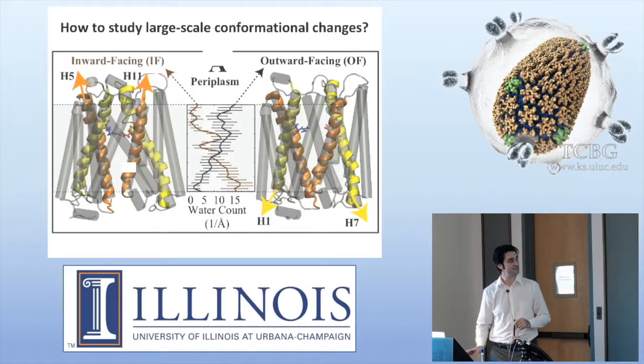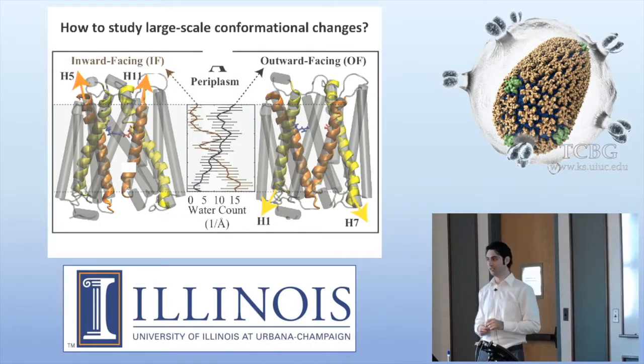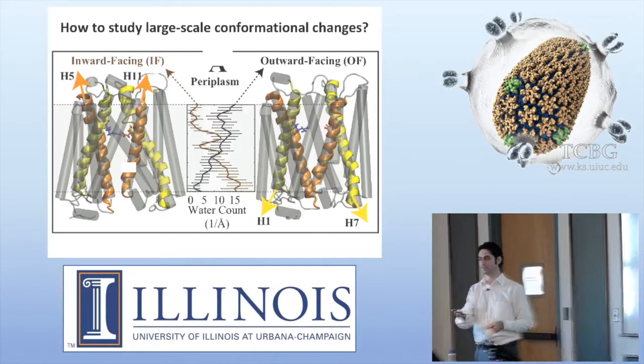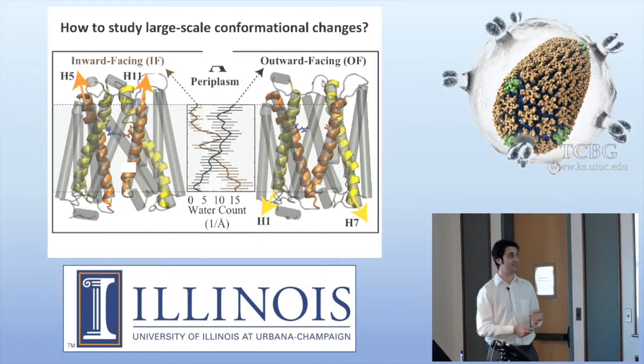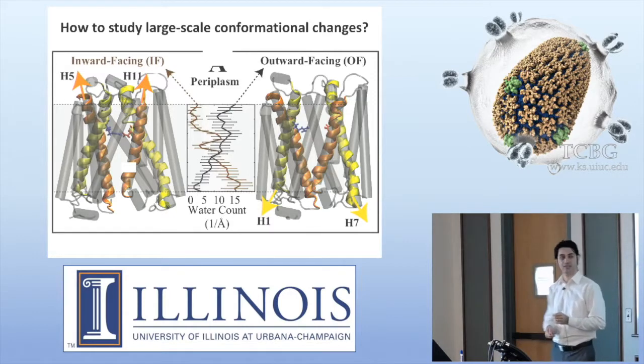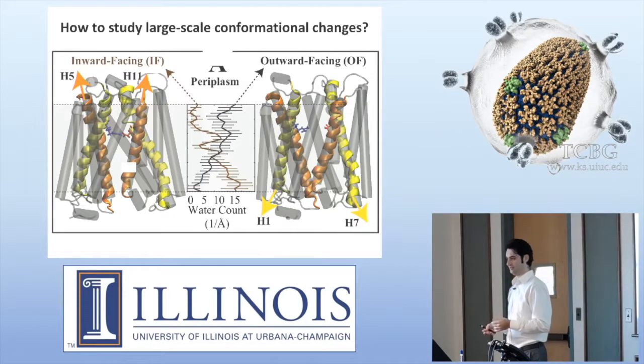So once you see the transition, then you need to optimize it, make sure that it works, make sure that it actually gives you an inward-facing, an outward-facing state. In this case, just pushing the system from an inward-facing to an outward-facing looking state is not enough. You actually need to equilibrate it.